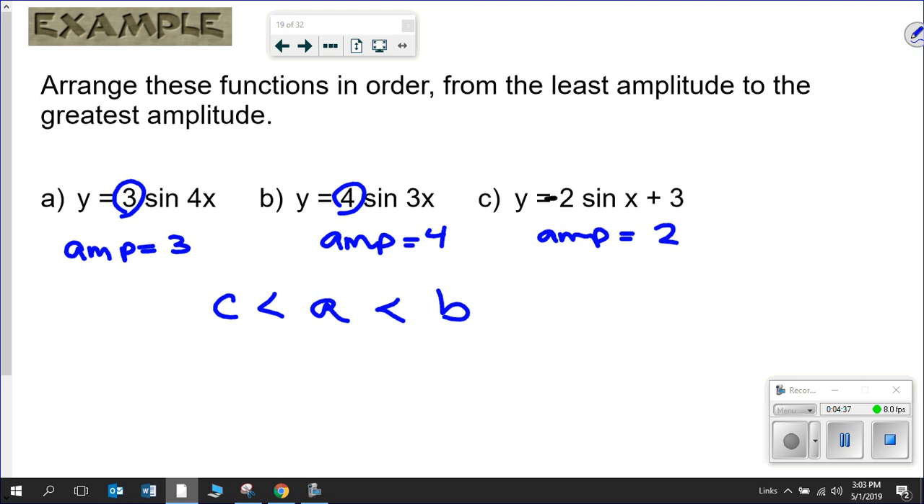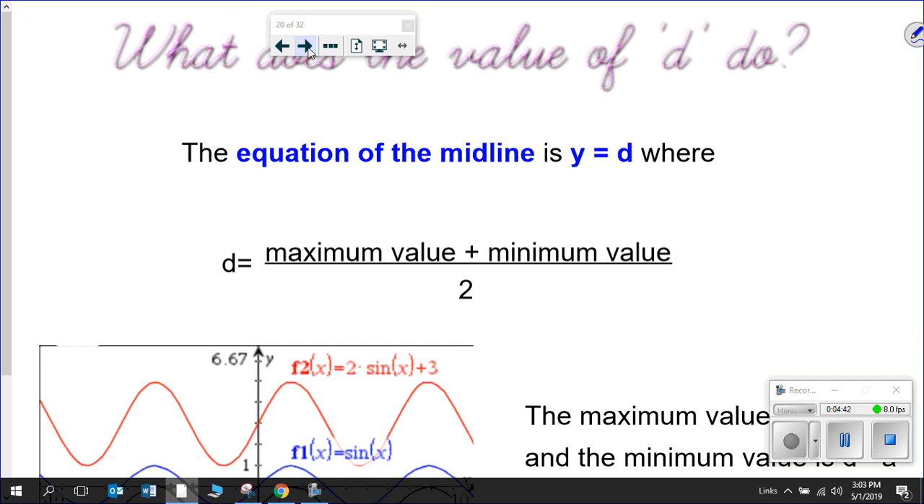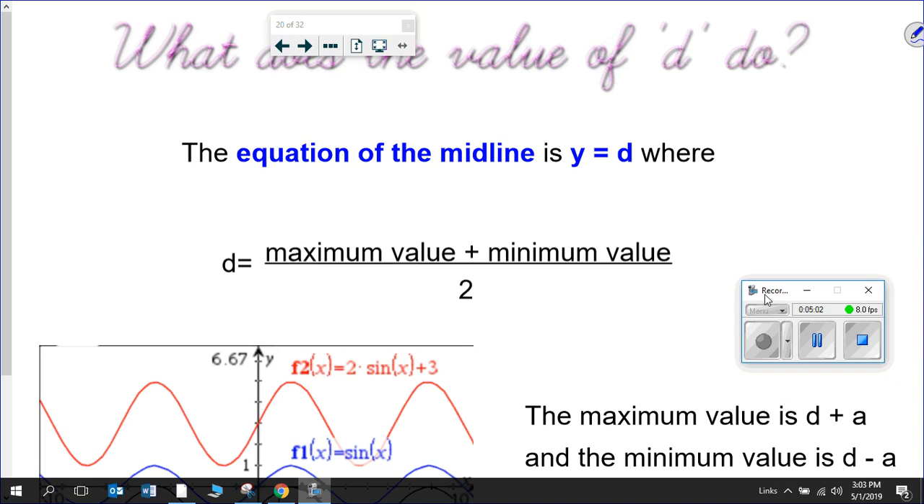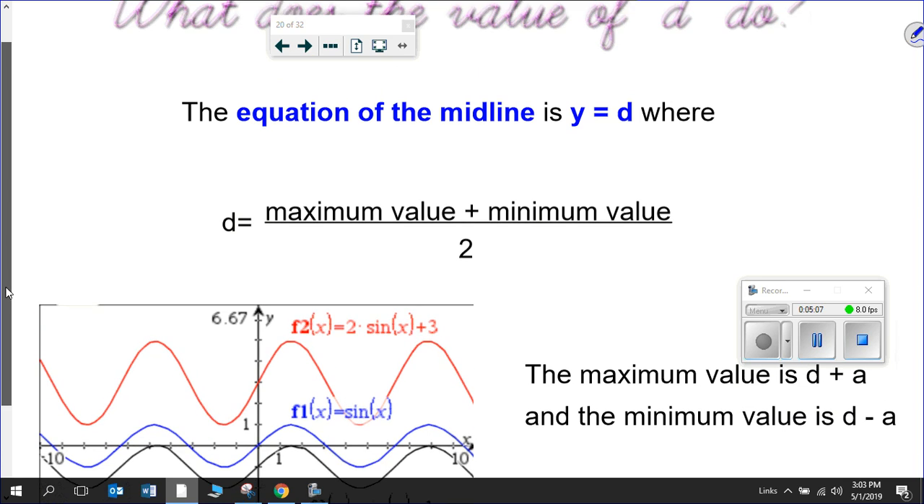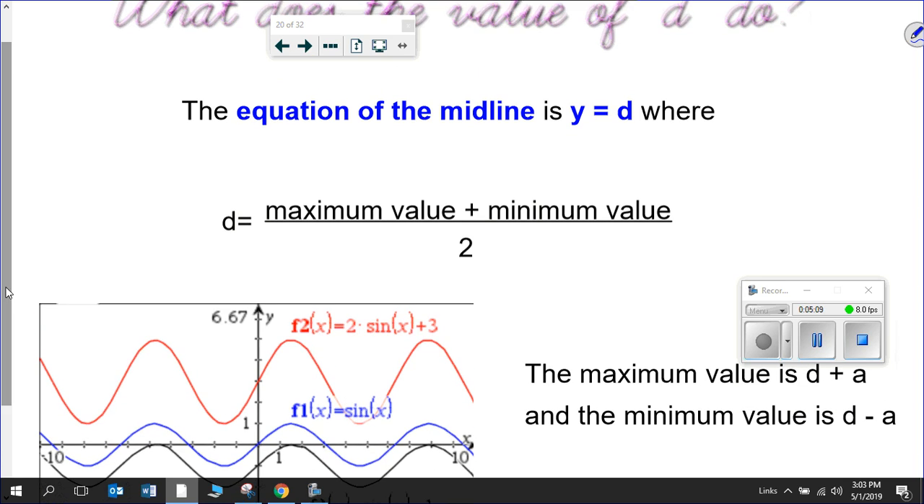So A is the easiest. We're going to get progressively harder as we go through A, B, C, D. The next easiest one is D. So notice how I say midline. Midline, it's the D value. Okay? So the last value is your midline. If you want to find the max or the min, you take the midline and you add and subtract the amplitude to figure that out. So all I'm going to do is an example of showing you how to find the midline and then how to find the max and min based off of that.